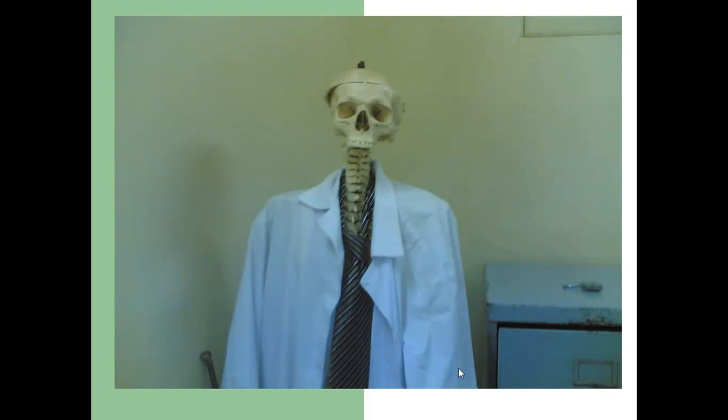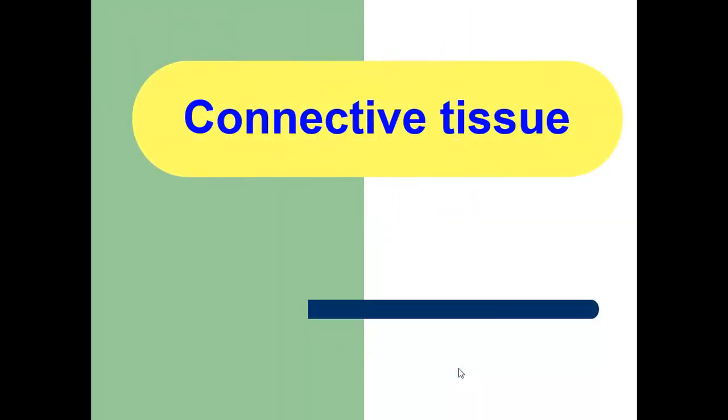So we talked about epithelial tissue. We divided it into surface epithelium and glandular epithelium. This is the first tissue in general histology. Next, we will talk about connective tissue. Thank you.